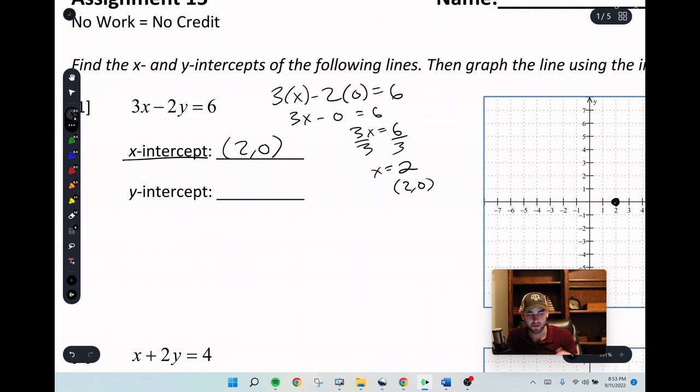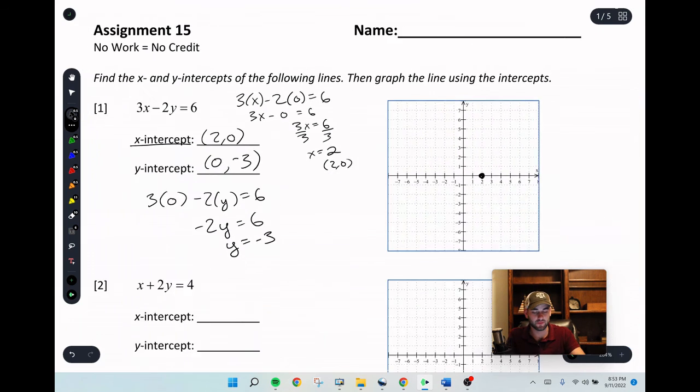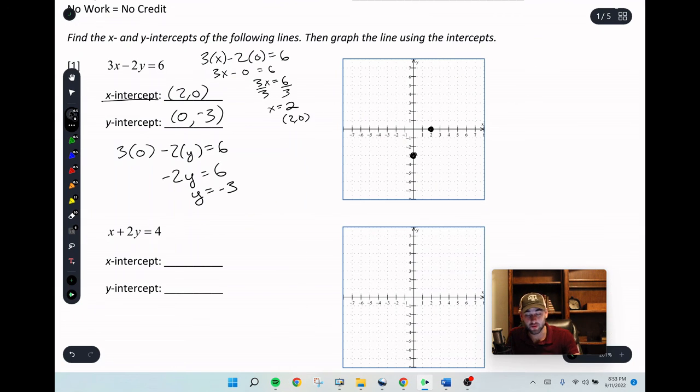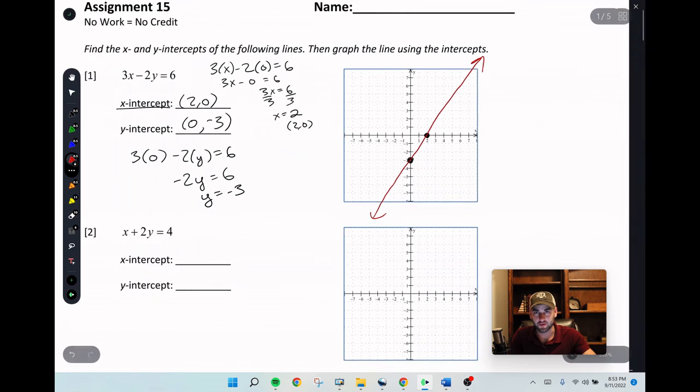We're going to do the same thing for y, and we're going to plug 0 in for the x value. We get 3 times 0 minus 2 times y equals 6, which just means negative 2y equals 6, which just means y equals negative 3. So we're going to plot that point, and then we're not going to do anything else. We are just going to draw that line and be happy. Graphing the line using the intercepts. So there's how you find two intercepts. You just plug the 0 in for the variable that you're not looking for. Plot 2 points, draw the line.